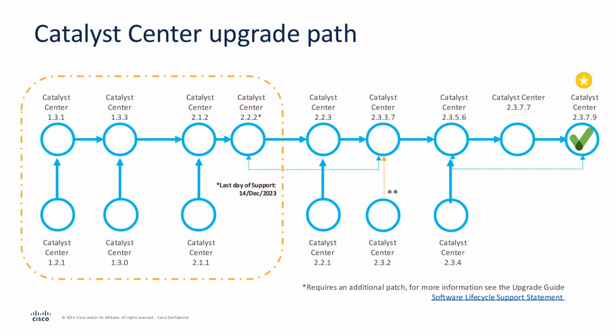So let's talk about the upgrade path. At this point, 2379 is the recommended release. As you can see there on the chart, we recommend everybody moves to this. And so we recommend for this upgrade that you look at the upgrade guide to find out the best way to move from whatever release you're on to the 2379 release.